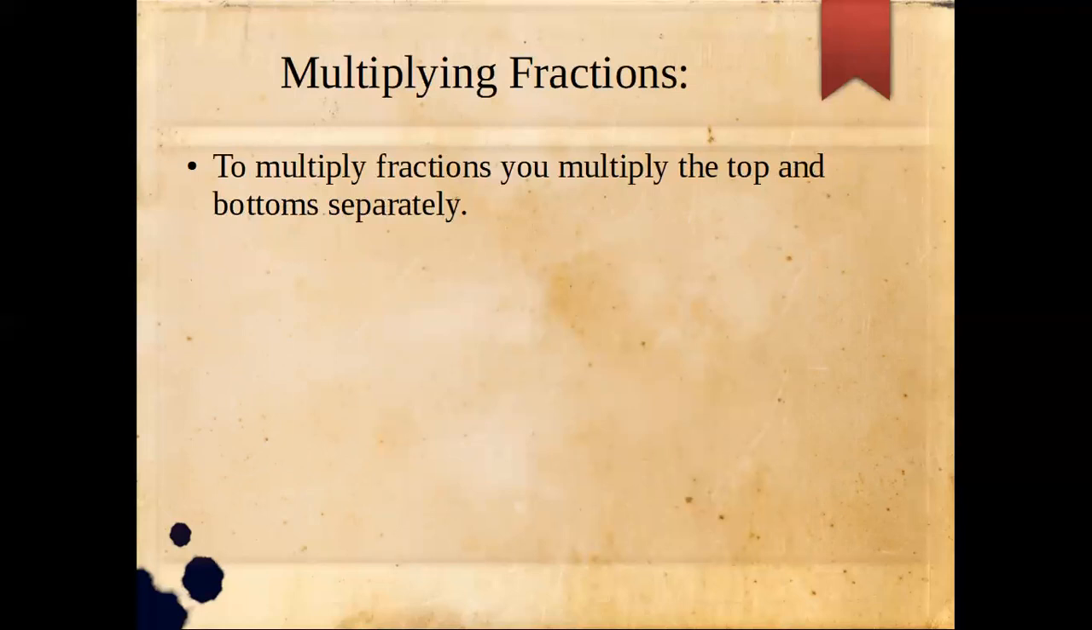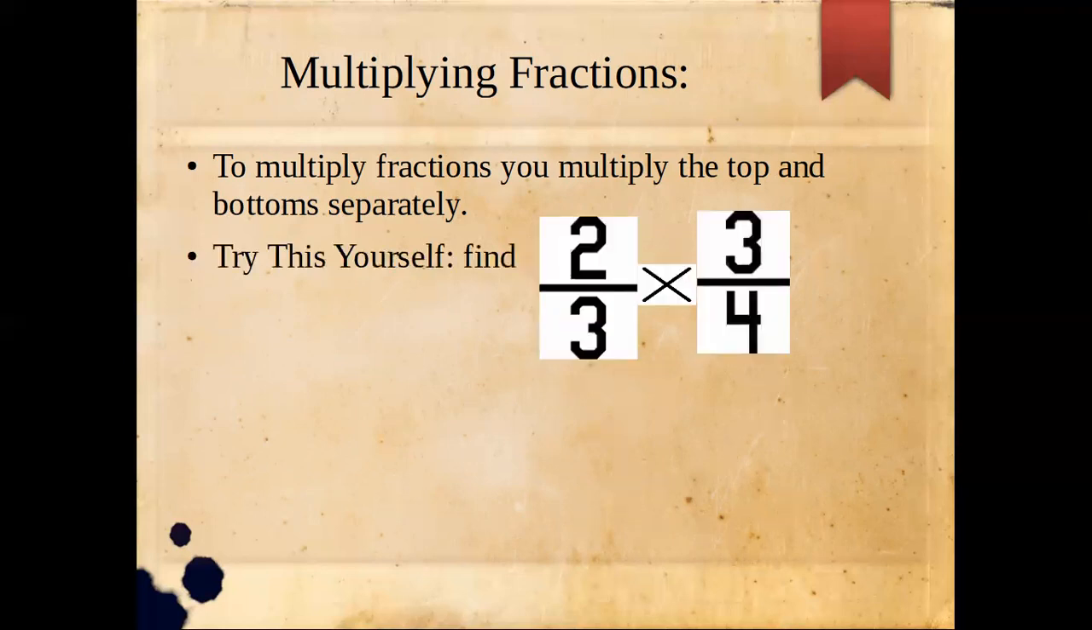Multiplying fractions. To multiply fractions, you multiply the top and bottom separately. It's quite simple. You can have a go at this example real quick. Try this yourself: find 2/3 times 3/4. Pause the video now, have a go, and then I'll go through it with you. All right, so what happens here is we multiply the tops and bottoms together. So 2 times 3, and then 3 times 4 on the bottom. That works out to be 6 over 12, which works out to be 1/2.